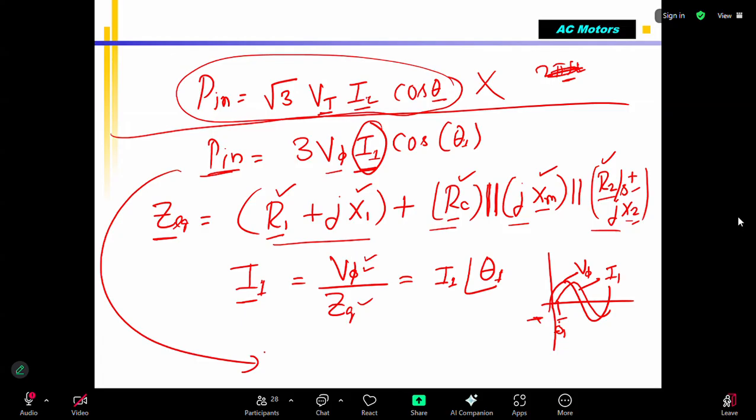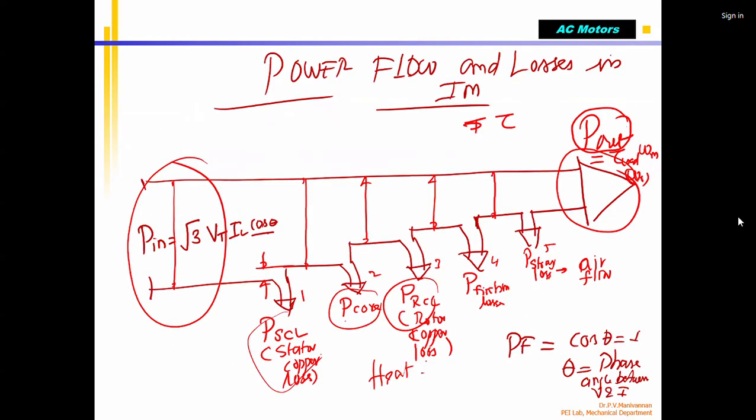Then the next thing is just 2 minutes. I don't want to take more time. Sorry. The next one is called P_AG. Already we saw this equivalent circuit. We are talking about this one. P_AG.